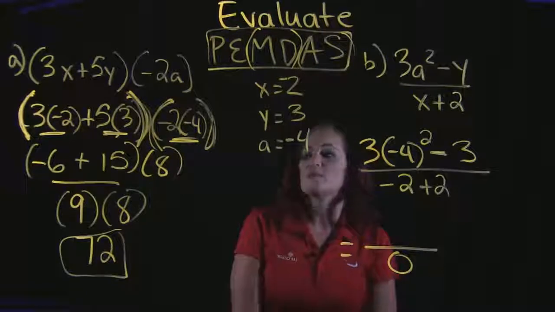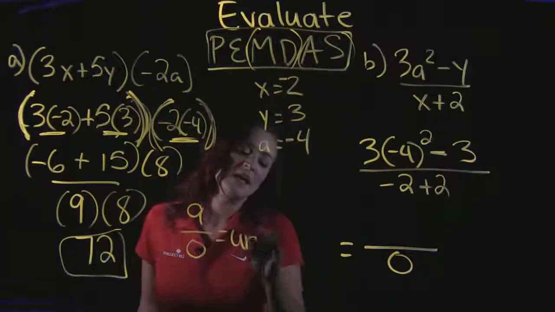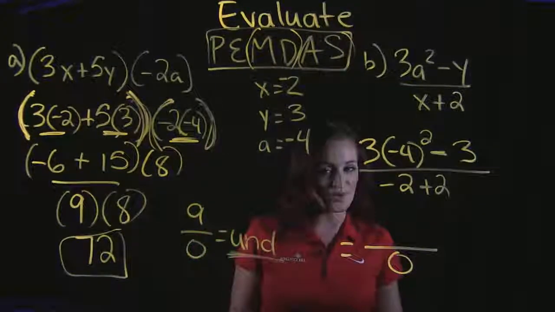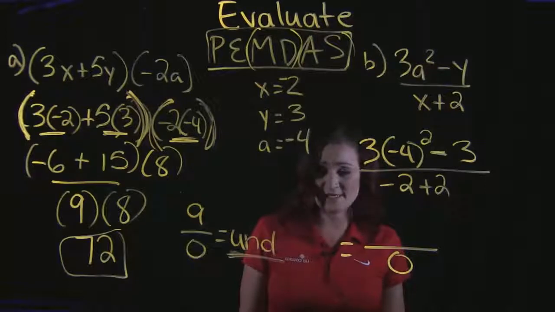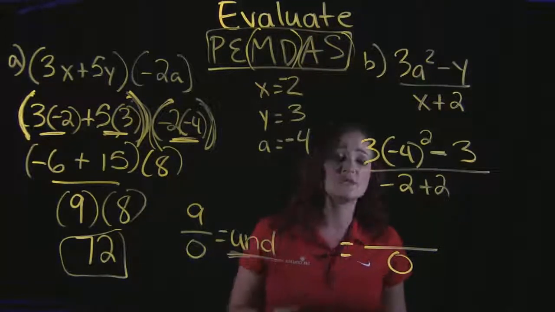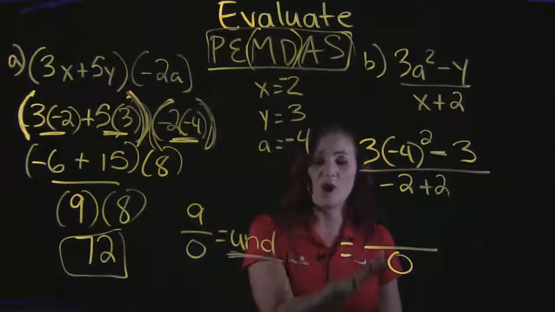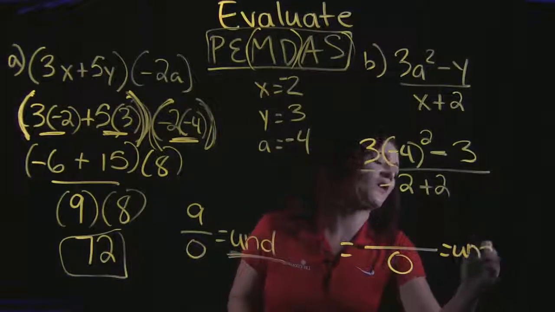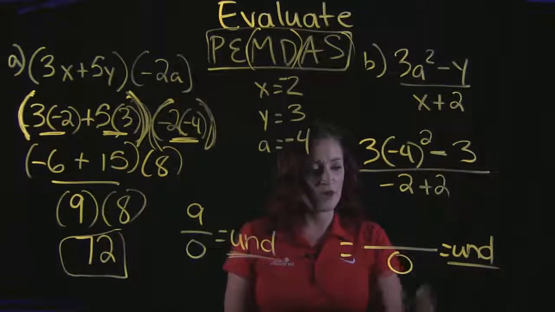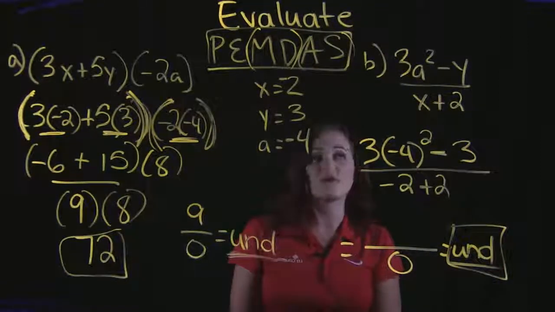So one thing that I need to remember when it comes to division by 0 is that dividing anything by 0 will get me an undefined answer. You cannot divide by 0. There's just no possible way to do so. So the fact that I have 0 in this denominator, I do not need to go any further with this problem because I know regardless what that numerator is going to be, I'm going to have 0 in the denominator. Therefore, this is undefined. So that is the value for this expression.